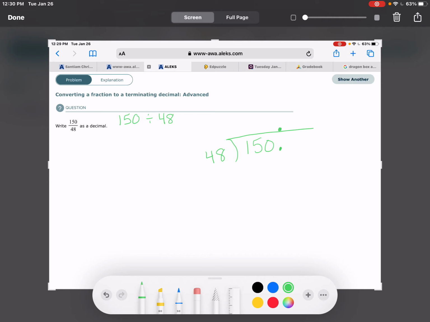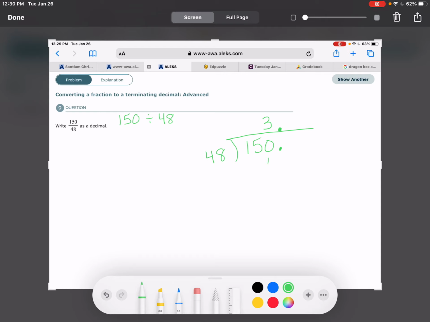And we ask ourselves, can 48 go into 1? No. 15? No. 150? Yes. So about 3 times. So if I think about 48 is close to 50, and 50 would go into 150 3 times. So we're going to estimate about how many times we think it'll go in without going over. And then we're going to multiply 3 times 48.